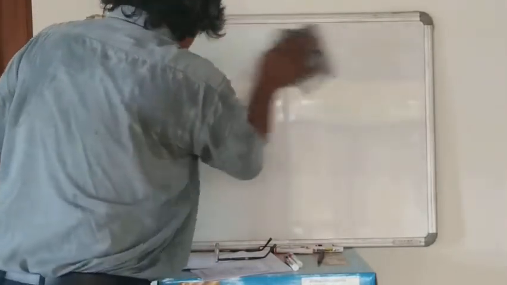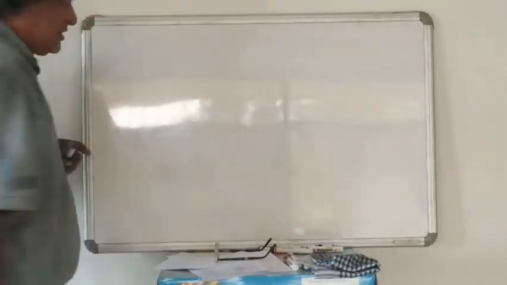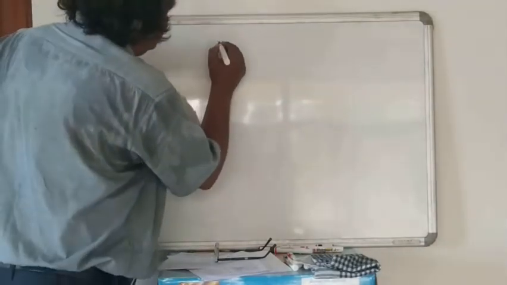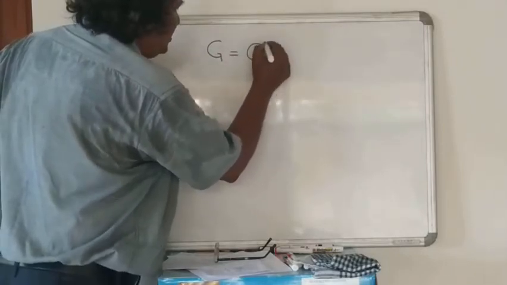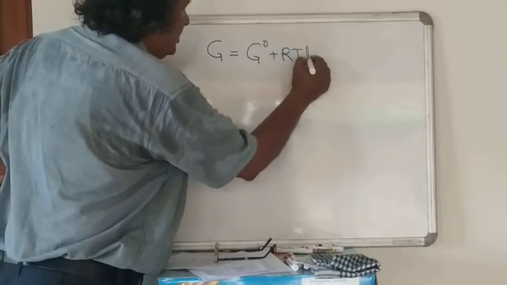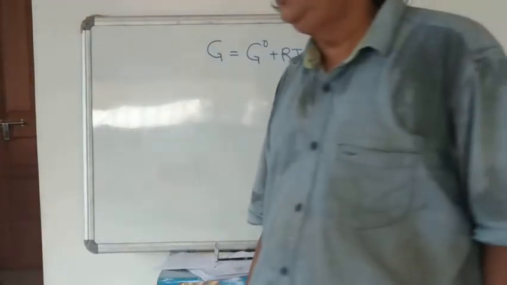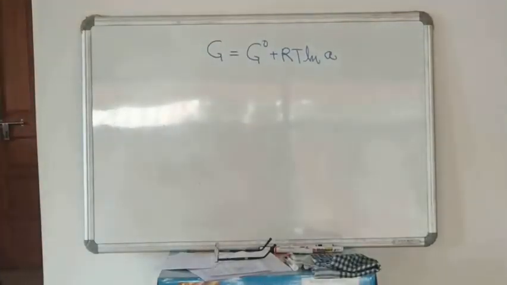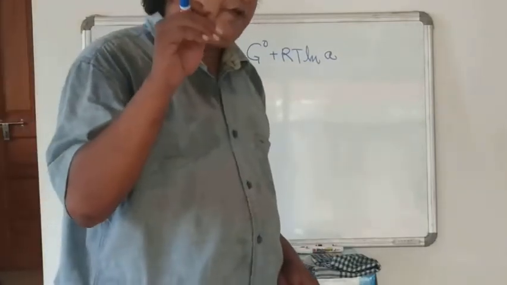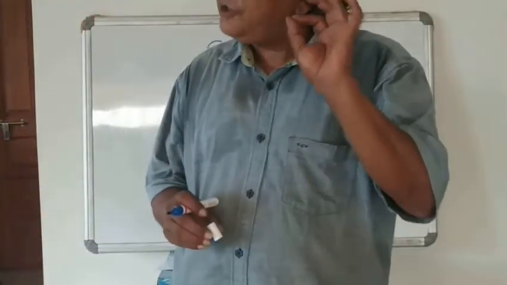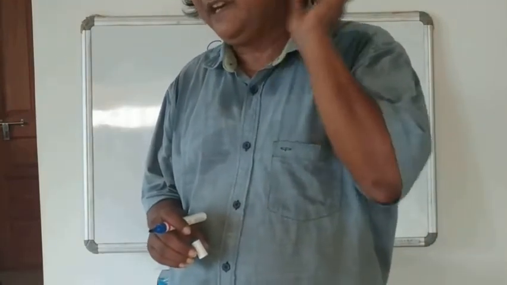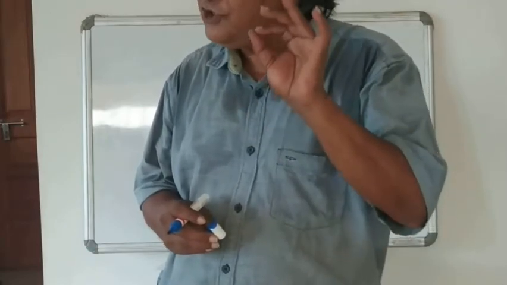Now, I will send you PDFs of the thermodynamics part, but for the moment, we talk of a very simple equation which many of you may have learned in school. And this equation is, you have learned it as G is equal to G0 plus RT ln a, where a is the activity. This is what you have learned, I believe. G is equal to G0 plus RT ln a. Now, when you are starting to understand thermodynamics or are involved in thermodynamics, you better make yourself very, very sure about the definitions and the meanings of these thermodynamic terms.